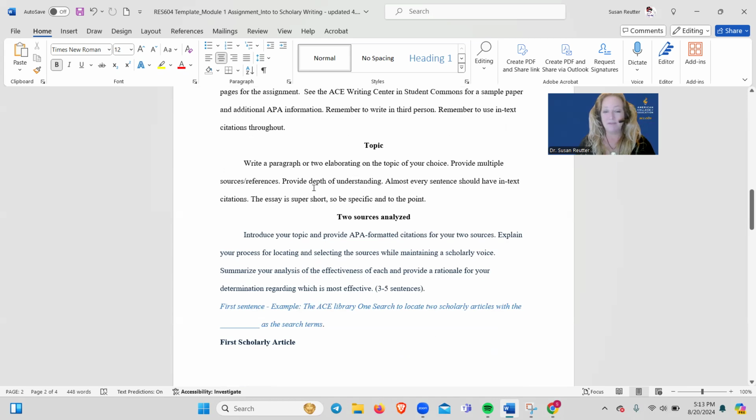Your topic, 2 paragraphs elaborating on that topic. So if I had 2 paragraphs to fill about a topic, I would probably have 3, 4 references just to keep it interesting. Keep it interesting. When we also attach key terms to it.